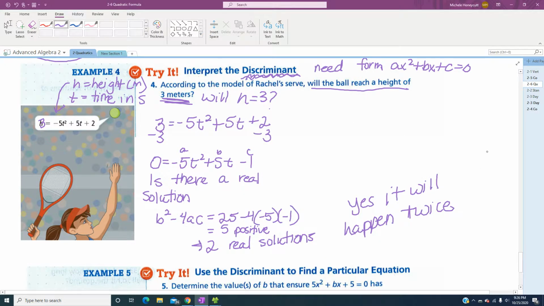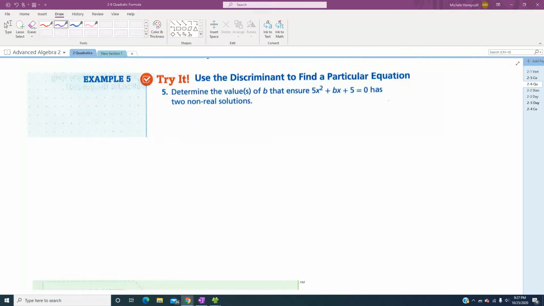All right, then example 5 says use the discriminant to find a particular equation. Determine the value or values of b that ensure that 5x squared plus bx plus 5 has 2 non-real solutions.